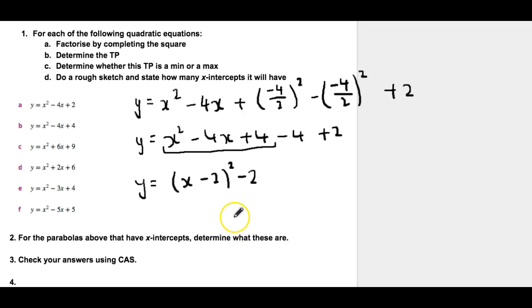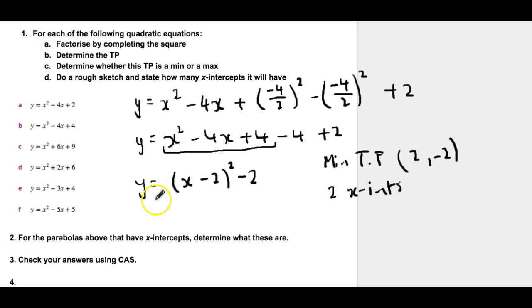Now from here I can see that we have a turning point, and it's a minimum turning point because it's a positive parabola. We have a minimum turning point at 2, -2. And we have 2 x-intercepts. Now the reason I know we have 2 x-intercepts is because this is a positive parabola that's been shifted down the x-axis. Okay, so 2 x-intercepts there.